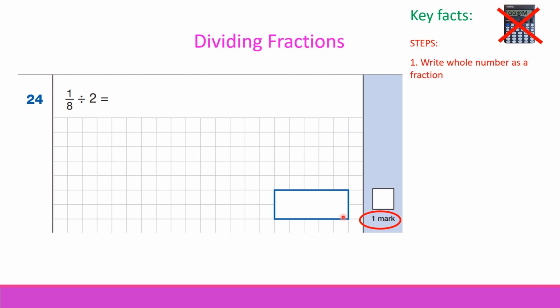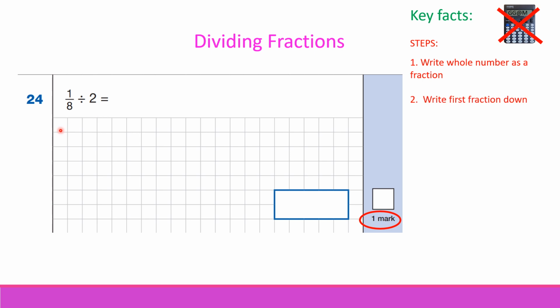So our first step, we're going to write the whole number as a fraction. So this number here, this 2, is a whole number. And to make it a fraction, we've got to divide it by 1 because any number divided by 1 will always be the number you started with. So for example, 2 divided by 1 is just 2. 5 divided by 1 is also 5. So whatever number you start with, if you always divide by 1, it will be the same number.